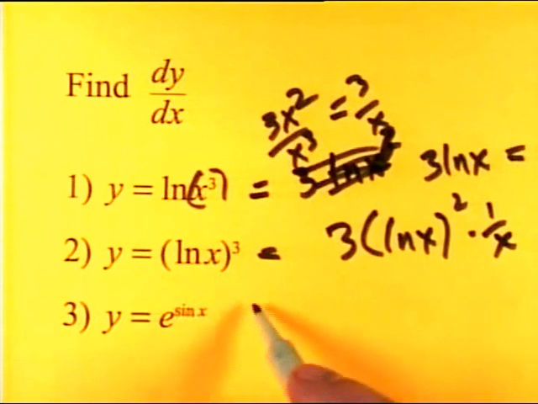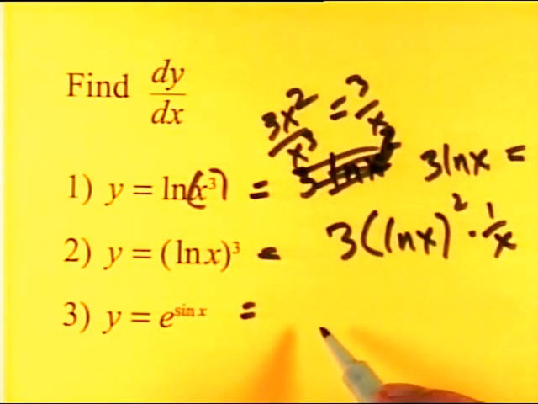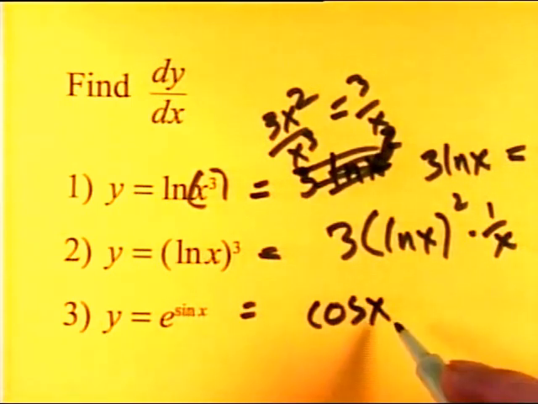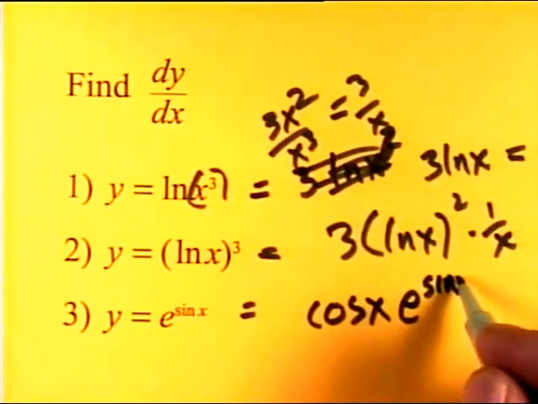Okay, and what about y equals e to the sine of x? Your u is sine of x, isn't it? Good, Richard. Okay, so your du would be cosine of x. Good. Cosine of x times what? E to the sine of x.